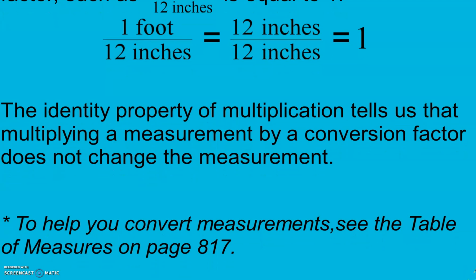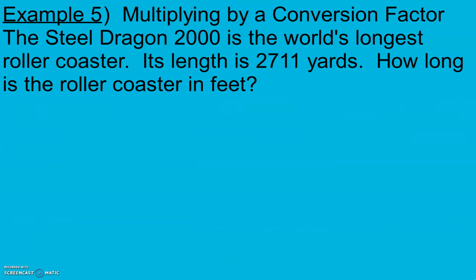And we know that we can multiply by 1 from our identity property of multiplication and still get an equivalent thing. So the identity property of multiplication tells us that multiplying a measurement by a conversion factor does not change the measurement. And on page 817 in your book, there's a list of some common measurements that might be helpful. The Steel Dragon 2000 is the world's longest roller coaster. Its length is 2,711 yards. How long is the roller coaster in feet?